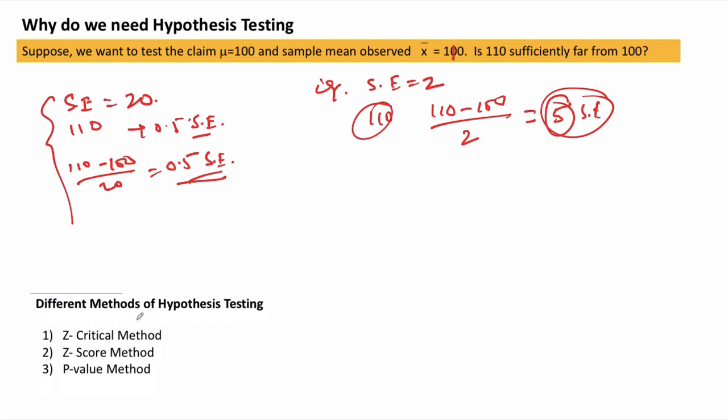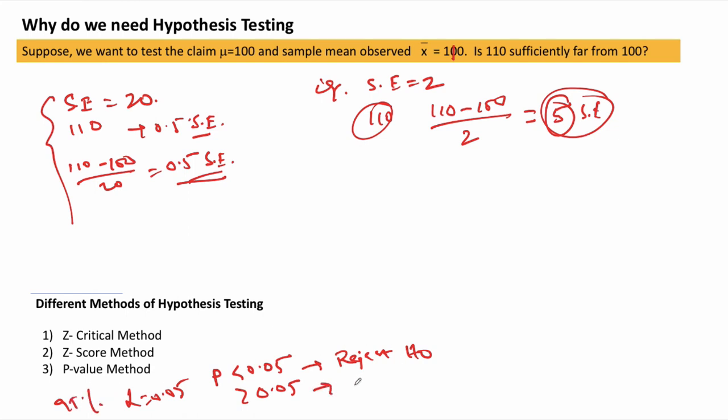Now take the p value method. If the p value is less than 0.05, then we reject the null hypothesis. If it is more than 0.05, under the 95% confidence level, or alpha equal to 0.05, in that case I will say the null hypothesis is accepted.